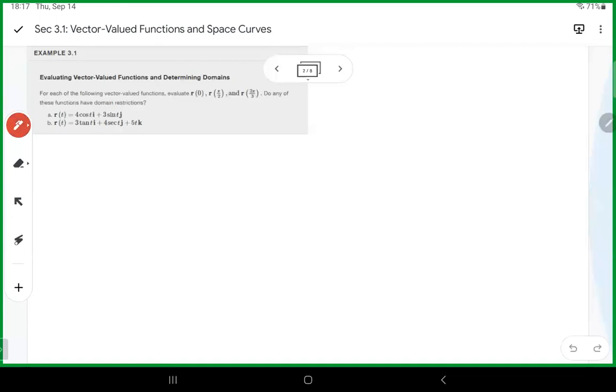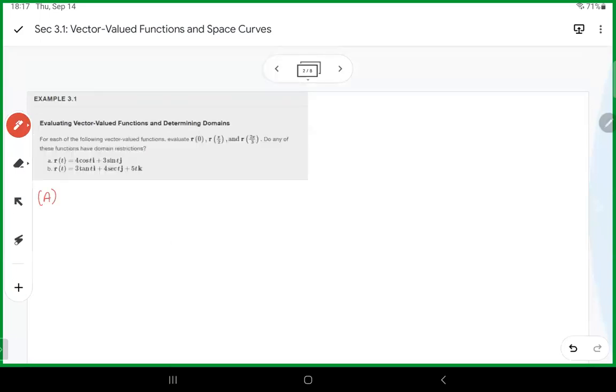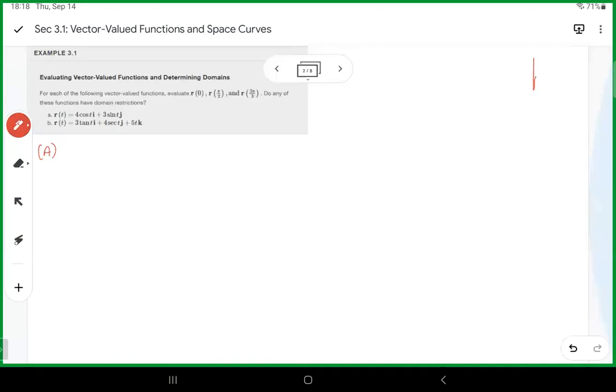So let's start with A. I did try to squeeze both of them on here. All right, so we might have to put in another slide potentially, because I didn't know these each had parts.